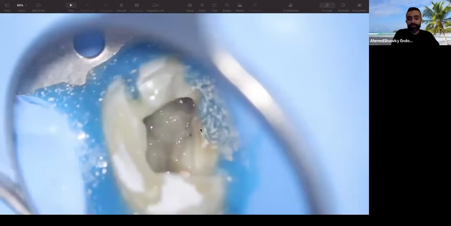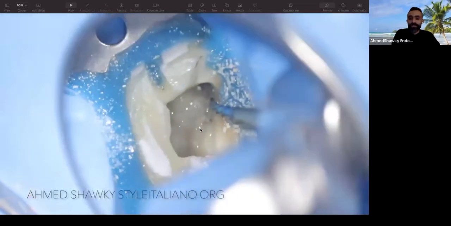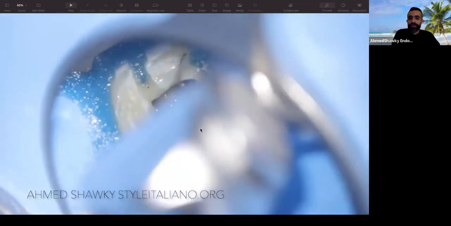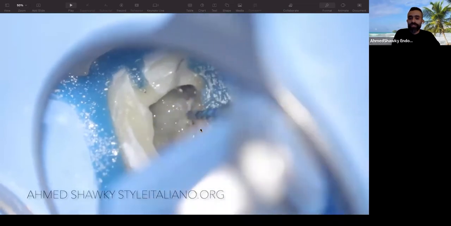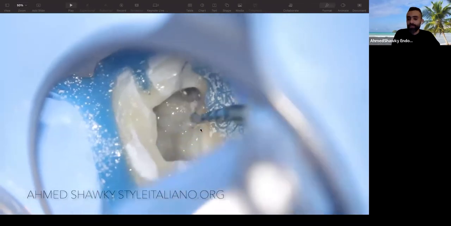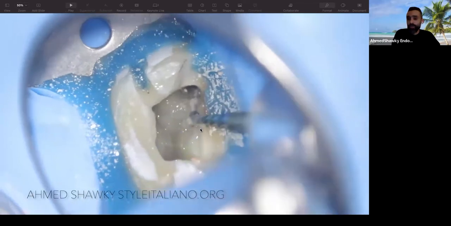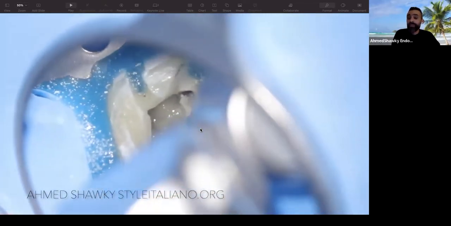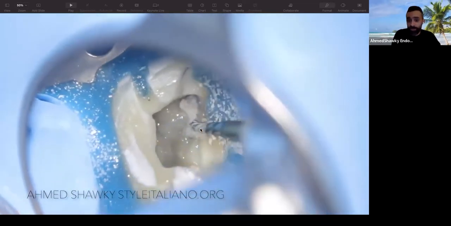Let's see here this video. This is an MB2. I'm bending the orifice opener, the starter, and I'm using reciprocation. Can you see the debris coming out? As long as you have debris coming out from the root canal, you are on the right track. Once there is no debris, then you are transporting, okay? So these files have efficient debris removal, pre-bendable, safe, and predictable in shaping.